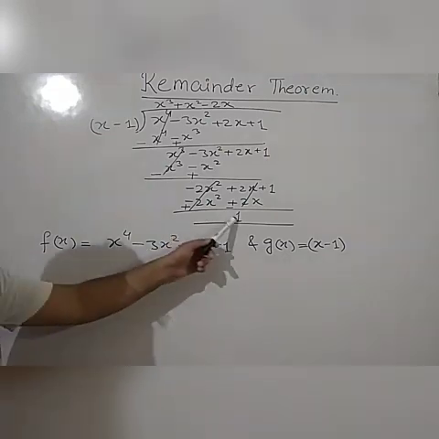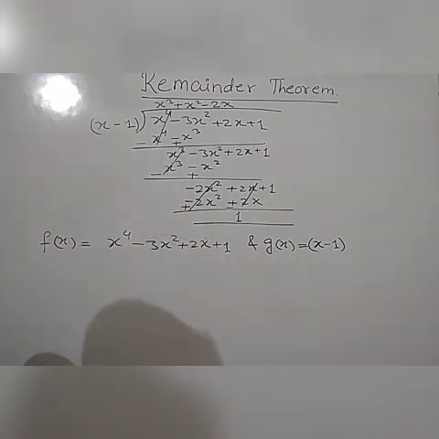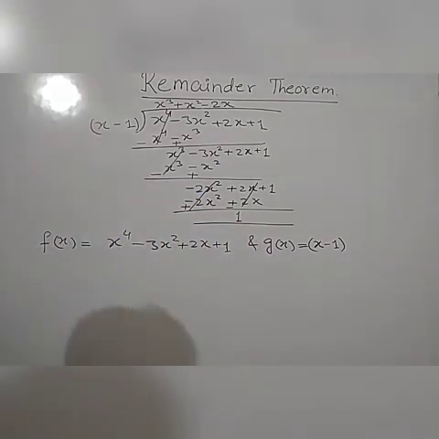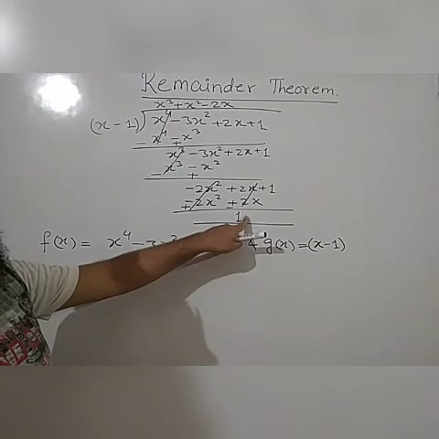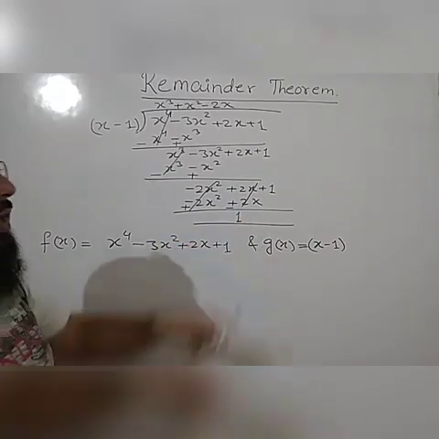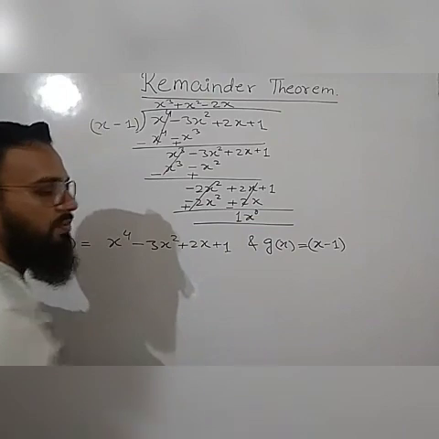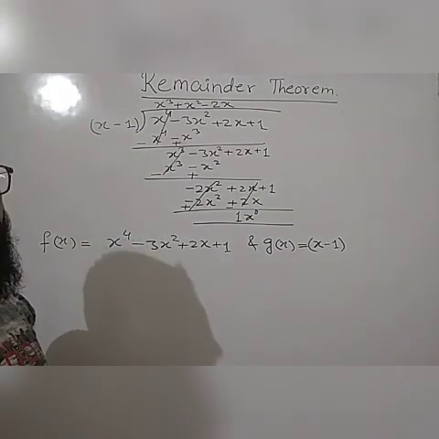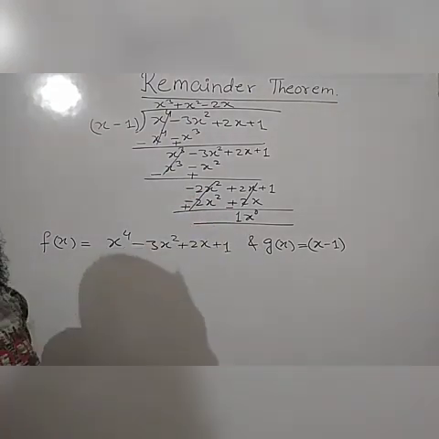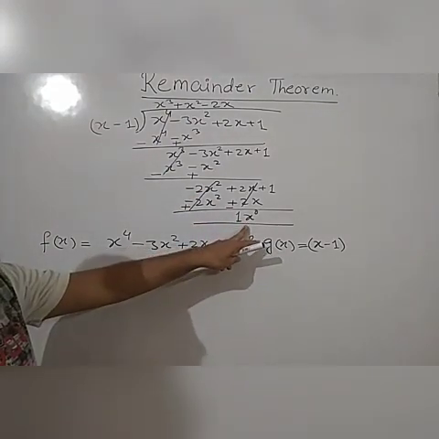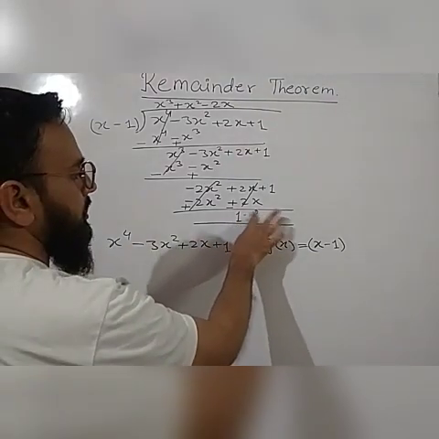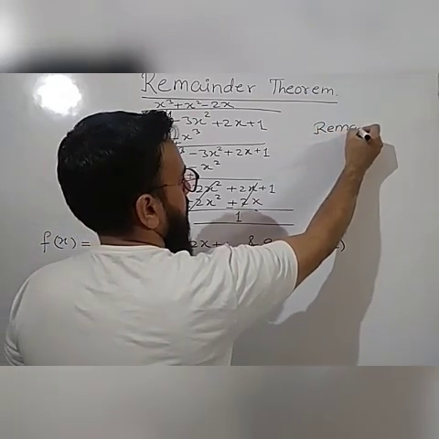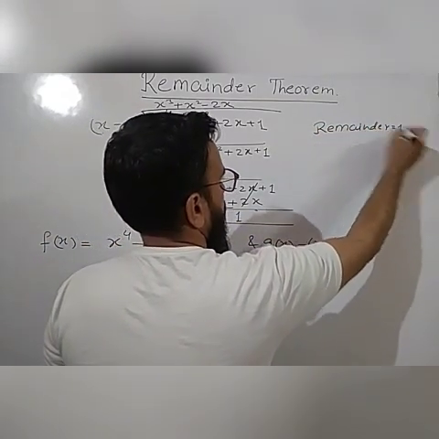Now this 1 cannot be further divided by x minus 1 because the degree of this 1 is less than the degree of the divisor. Here the degree of this 1 is equal to 0 because we can write it as 1 into x to the power 0. And we know that the degree of f(x), the function which is being divided, should always be greater than or equal to that of g(x). So it cannot be further divided. So it will be the remainder. It means the remainder by the long division method is equal to 1.